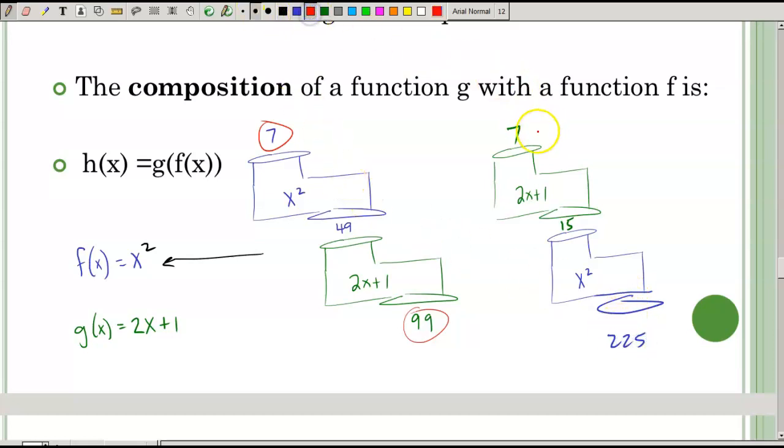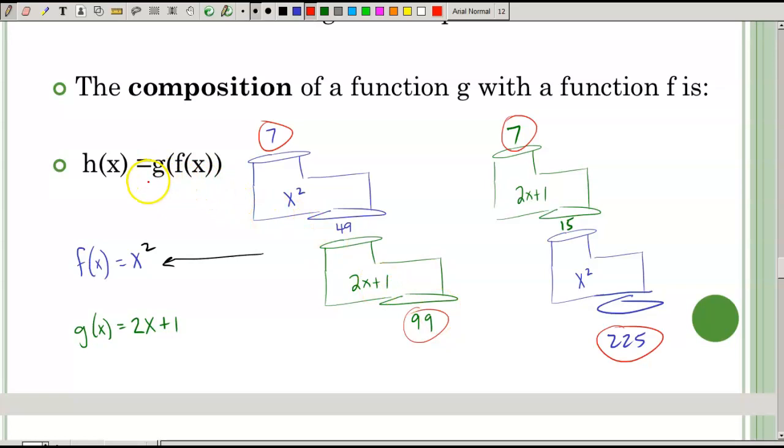So you can see we do get different behaviors here. If I start with 7 in this order, I get 99. If I start with 7 in this order, I'd get 225. So these are different behaviors, and these are examples of what we call function composition.